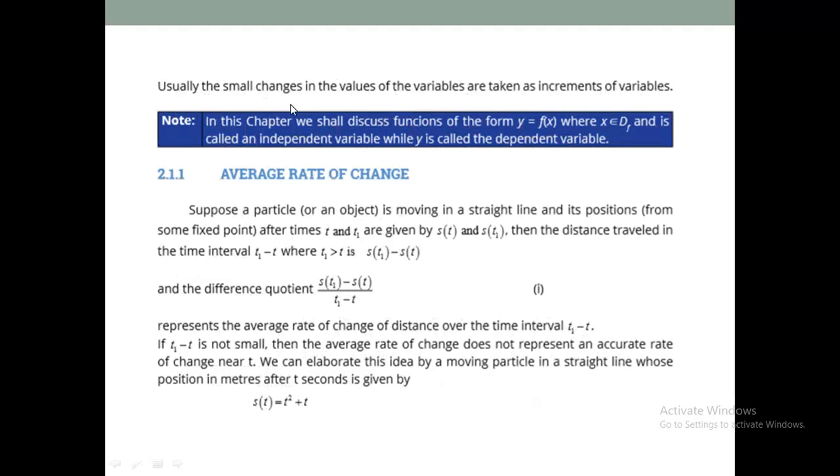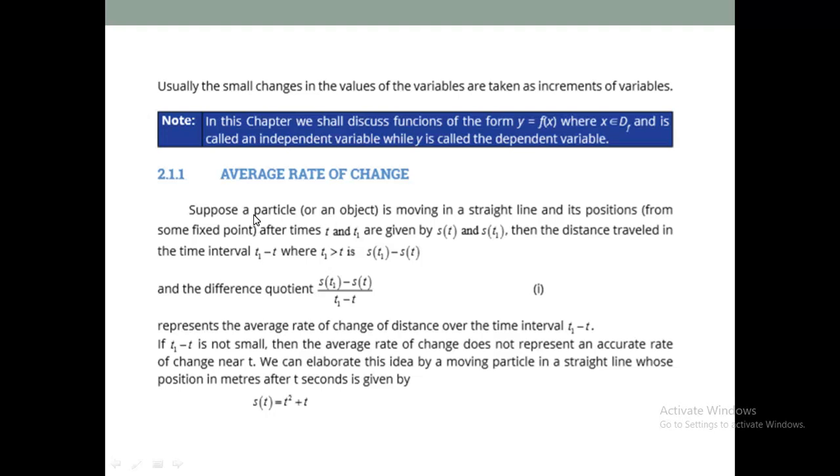Usually the small changes in the values of the variable are taken as increments of the variable. In this chapter we shall discuss functions of the form y equals f of x, where x is called the independent variable and y is called the dependent variable.